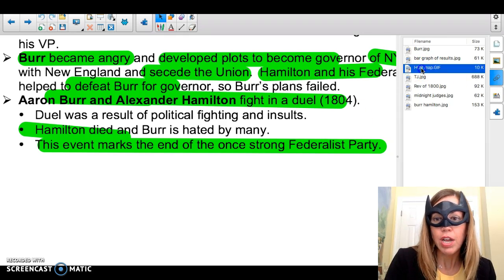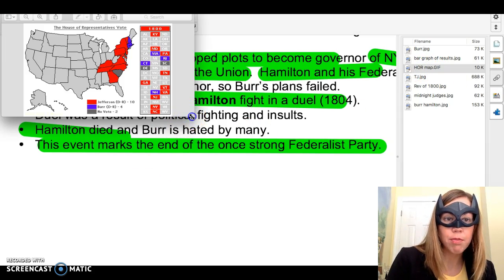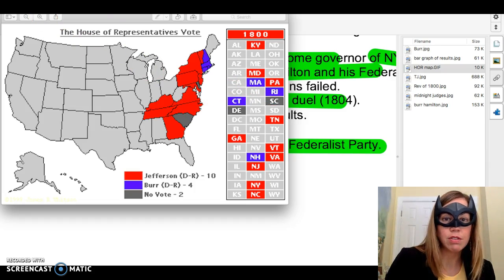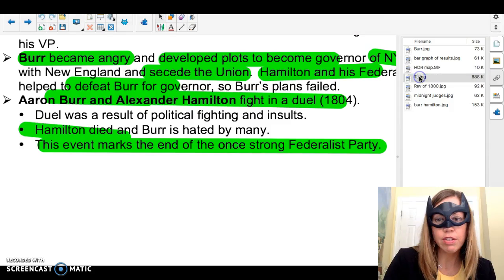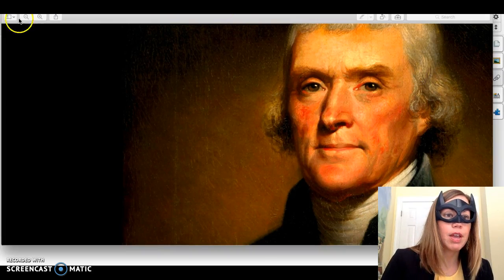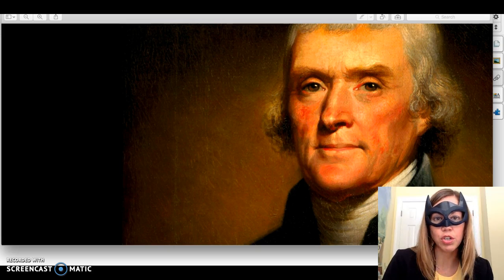Couple of pictures. Here's the House of Representatives map from the 1800 election. Thought you'd find it interesting that North Carolina voted for Jefferson. Connecticut, Massachusetts, Rhode Island voted for Burr. Some states did not vote. Here is our man Thomas Jefferson, who becomes president in 1800 and serves a second term.